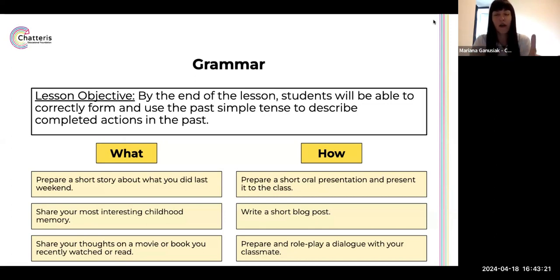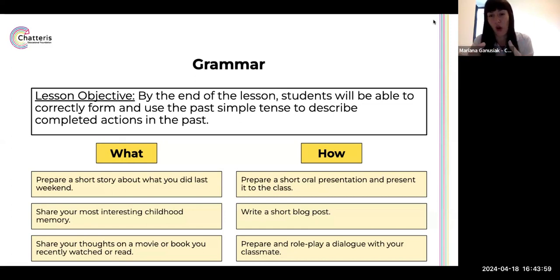So for this one, since what they are working on or what they're talking about isn't very important to achieve the lesson objective, you can actually give them several "what" options, content options. So for example, you can allow your students to talk about what they did last weekend. You can ask your student to share their most interesting childhood memory, or you can ask them to share their thoughts about a movie or a book that they have watched or read recently.